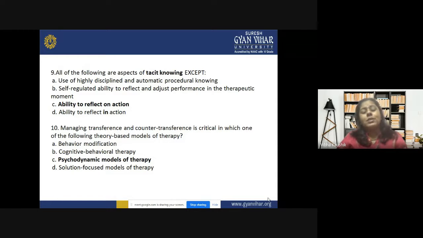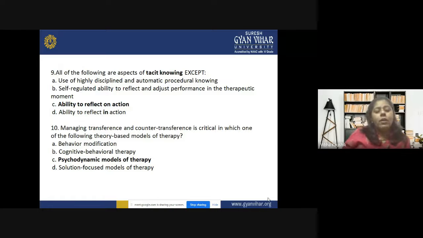So, students, these are the options A, B, C, D, and now you have to select the correct answer on the basis of the given choices, and the correct answer will be option C, that is ability to reflect on action.